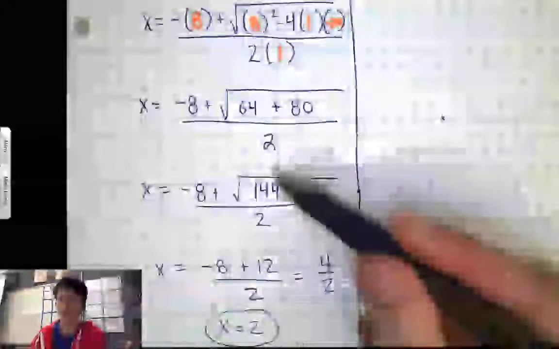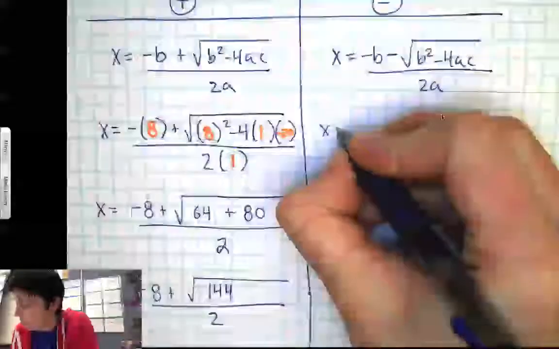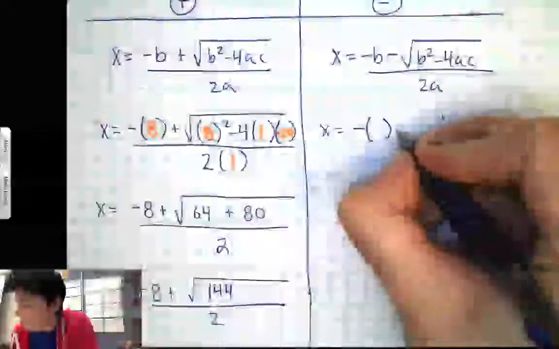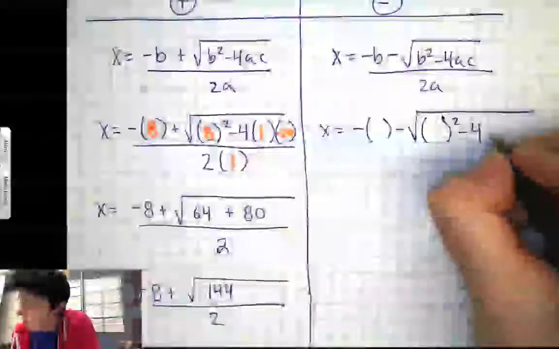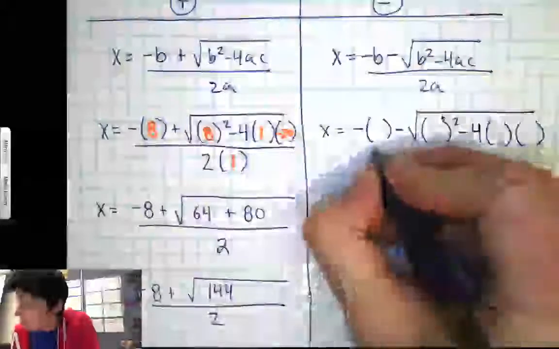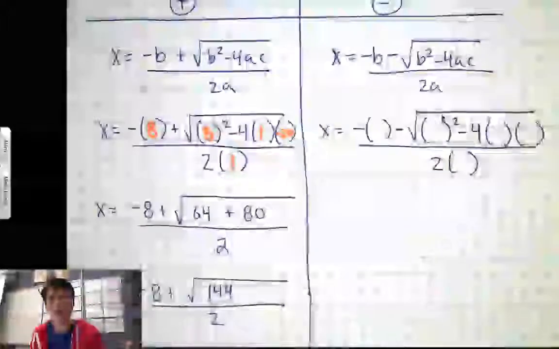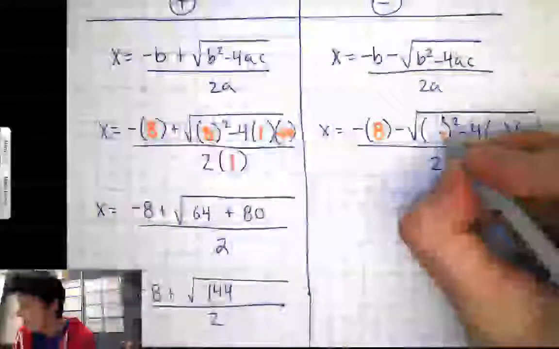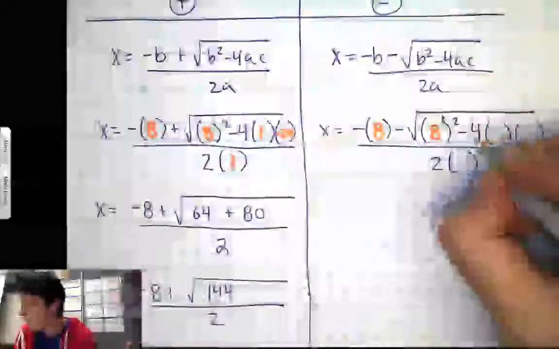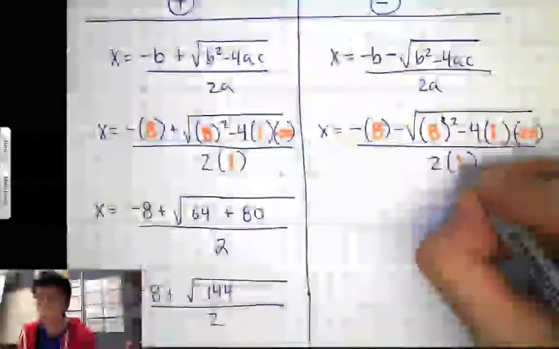Now I've got to repeat this process again. But now I'm going to do it up here for negative b minus the square root. So now it's x equals negative parenthesis minus square root b squared, minus 4 times a times c, all over 2 times a. And it's the same problem. I'm going to substitute in b. b was 8. I'm going to do b squared is 8 squared, minus 4ac, 4 times 1, times negative 20, all over 2 times 1.